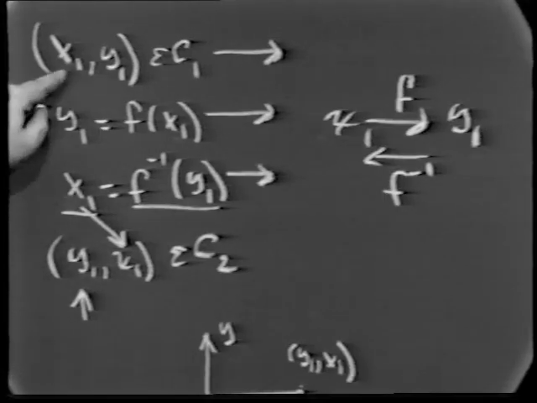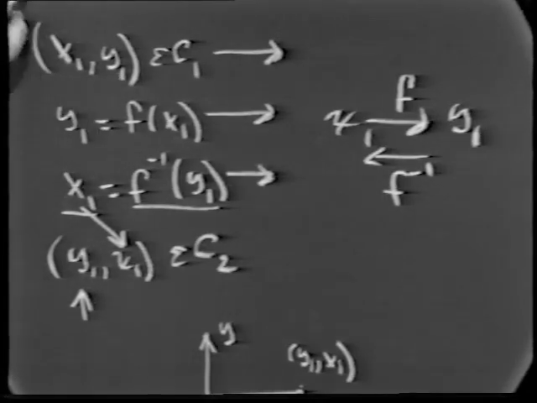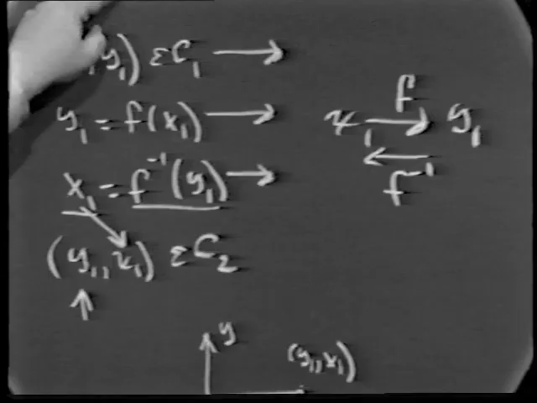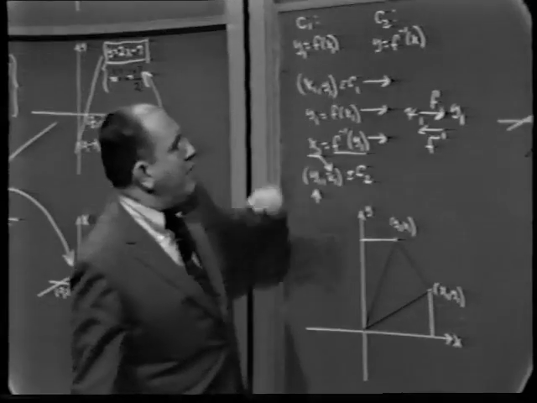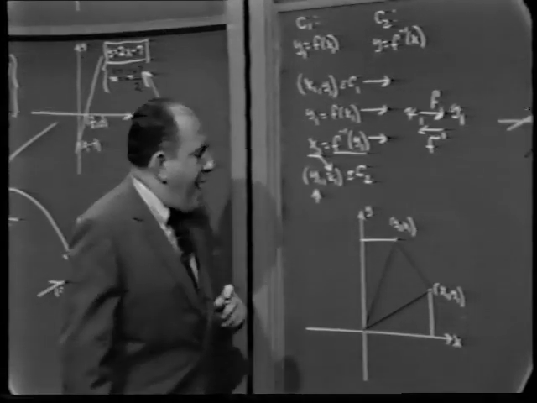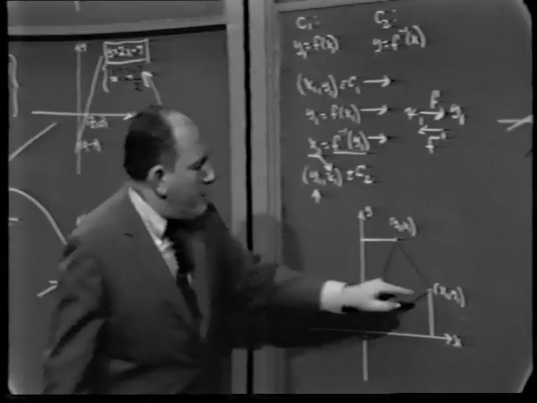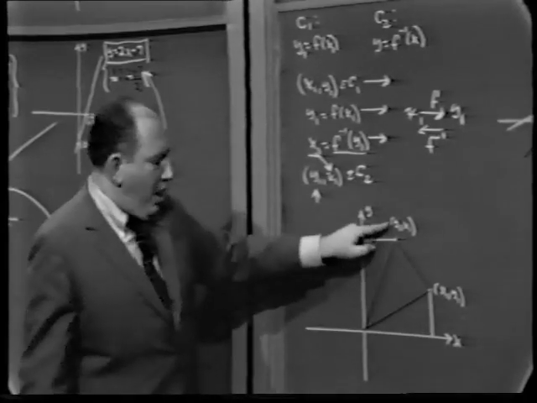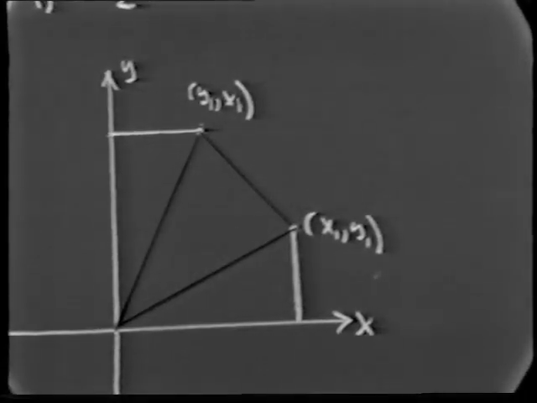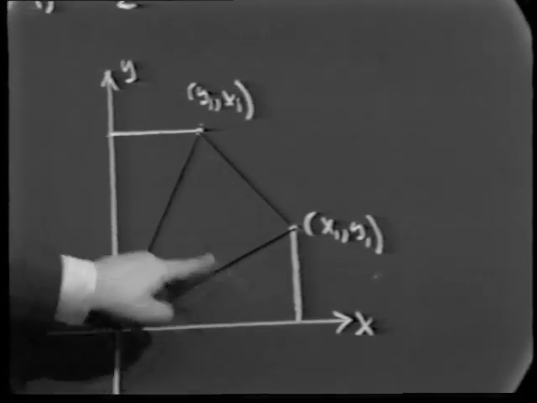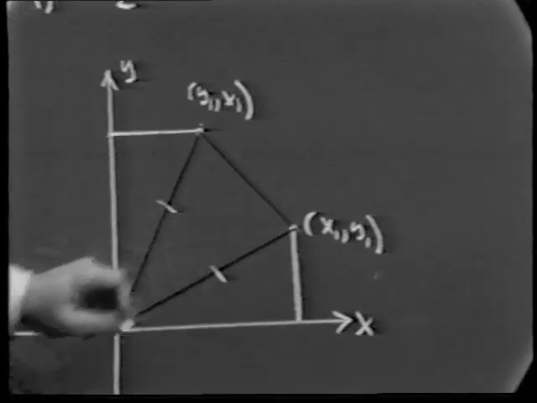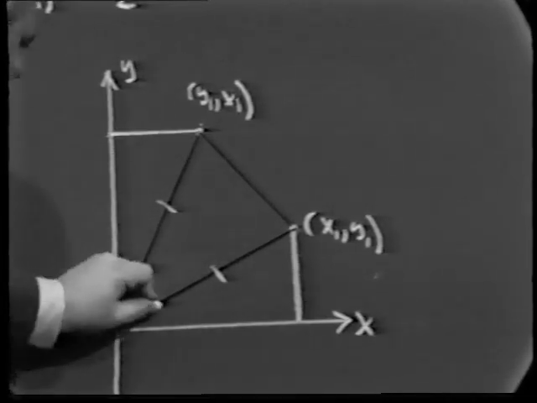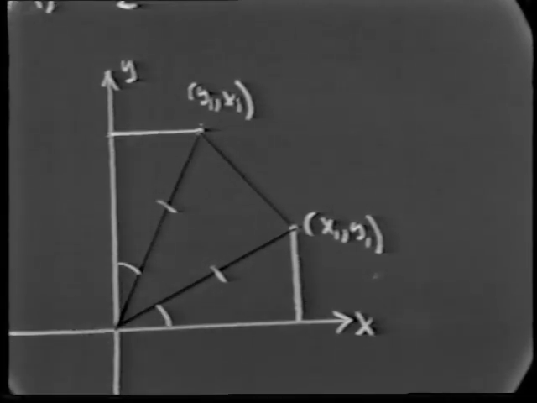In other words, if x1, y1 belongs to y equals f of x, then y1, x1 belongs to y equals f inverse of x. Now, what is the relationship between the point x1 comma y1 and the point y1 comma x1? If we draw this little diagram, we observe that we have a couple of congruent triangles here. This length equals this length. This angle equals this angle. And this gives me a hint.